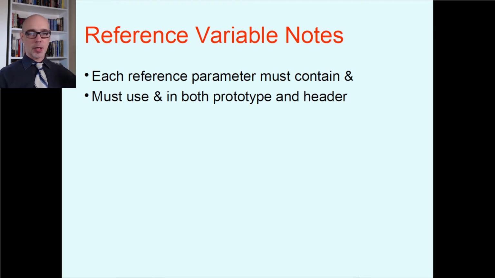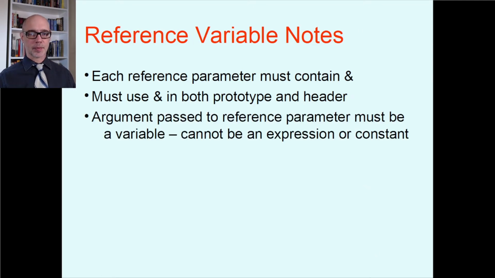If you've got it in one place but not the other, you're going to have a compiler error, because to the compiler, it's not going to look like the same function. I guess you might have a linker error, actually. It might compile, and then right at the end, you might have an ld1 error when it doesn't link on you, is what could happen. The argument being passed in to a reference parameter must be a variable. It cannot be an expression or a constant.